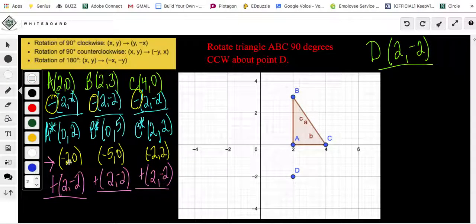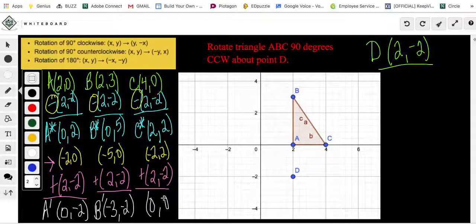Okay, so now we're adding -2 plus 2 is 0. 0 plus -2 is -2. So that's going to be our A prime. -5 plus 2 is -3. 0 minus 2 is -2. So that should be our B prime. -2 plus 2 is 0. 2 plus -2 is also 0. So that should be our C prime.